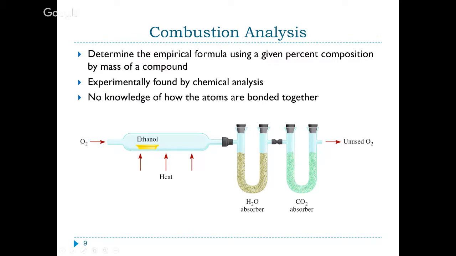But here we have an example. We have ethanol. We're going to burn it. Here is a substance that absorbs water. Here is a substance that absorbs carbon dioxide. So what we would do is measure the mass before and after so that we could figure out if we burned 11.5 grams of ethanol, you end up with 22.0 grams of carbon dioxide and 13.5 grams of water. We would then be able to use this information to determine the empirical formula with the knowledge ahead of time that ethanol only contains carbon, hydrogen, and oxygen.